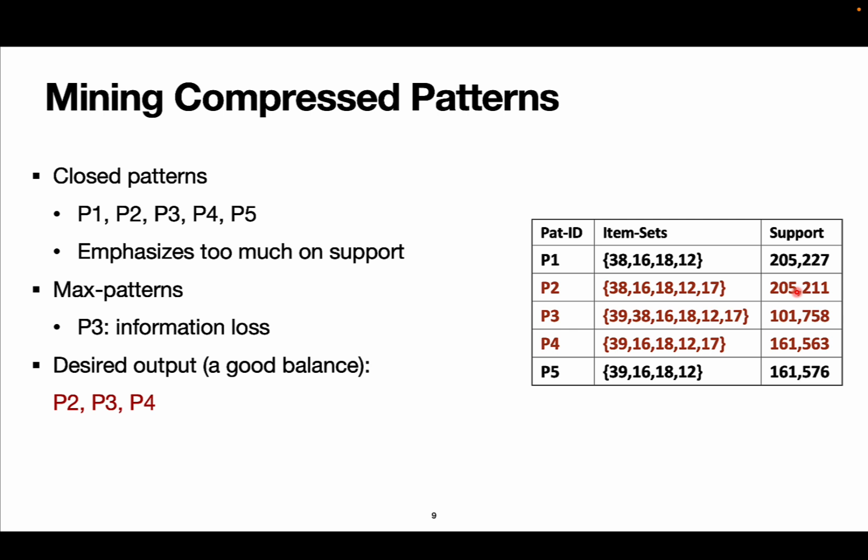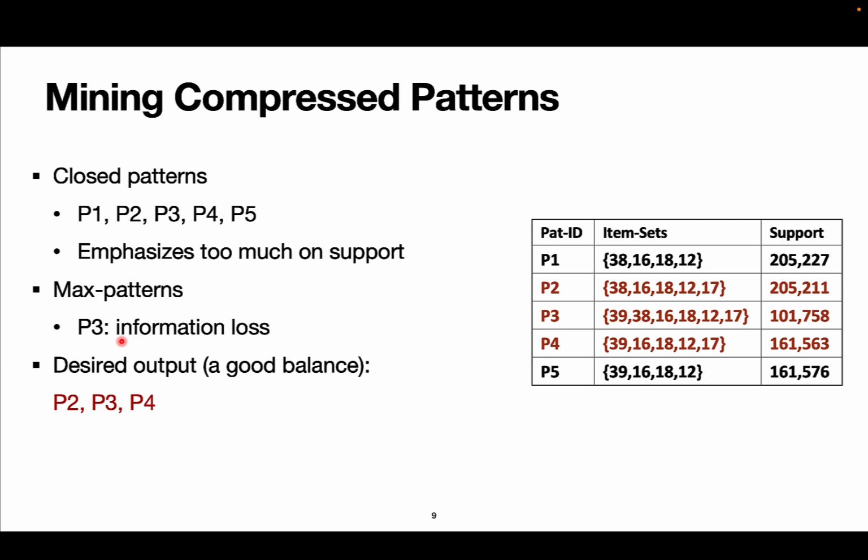One solution is to look at closed patterns. For example, P1 is closed. If you add item 17, the support will drop. So closed patterns preserve support information while avoiding redundancy. Another option is to use maximal patterns. For example, P3 is a maximal pattern because it contains the others. However, using maximal patterns can cause information loss.